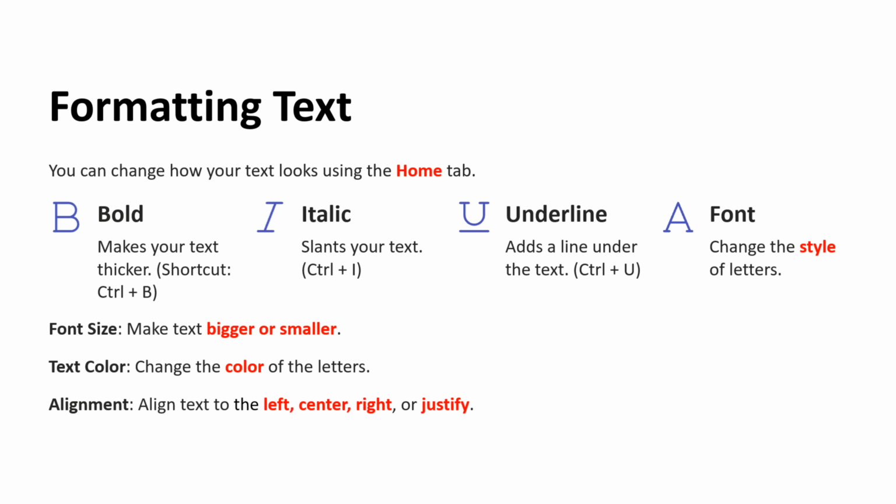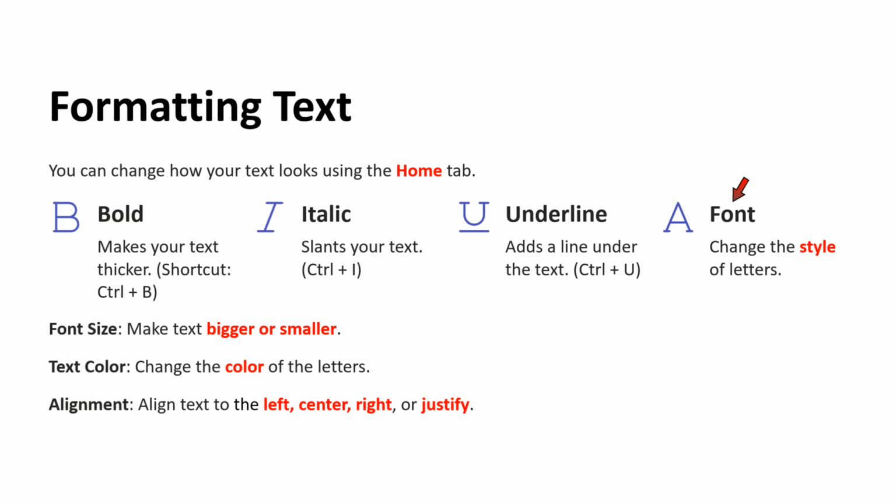Formatting text. You can change how your text looks using the Home tab. Bold makes your text thicker. Shortcut is Ctrl plus B. Italic slants your text. Shortcut is Ctrl plus I. Underline adds a line under the text. Shortcut is Ctrl plus U.